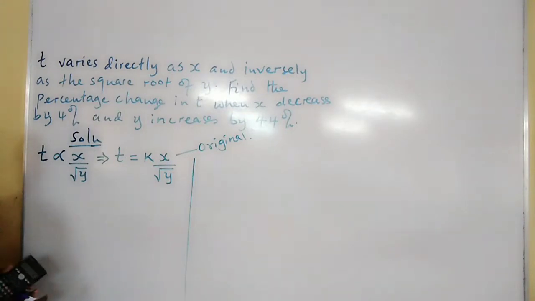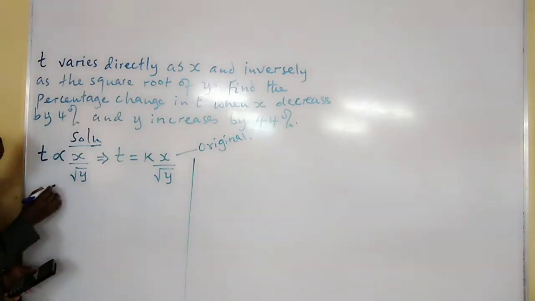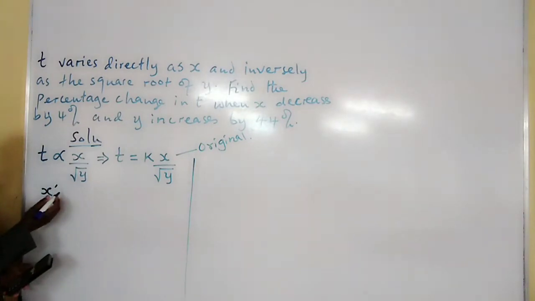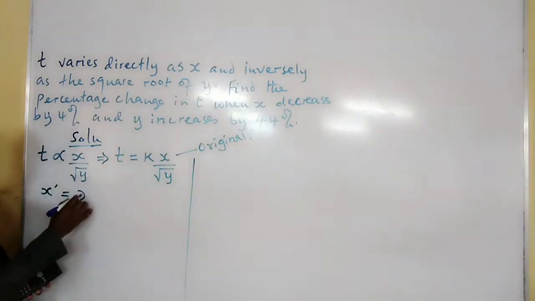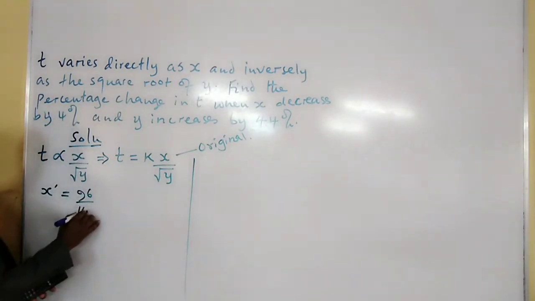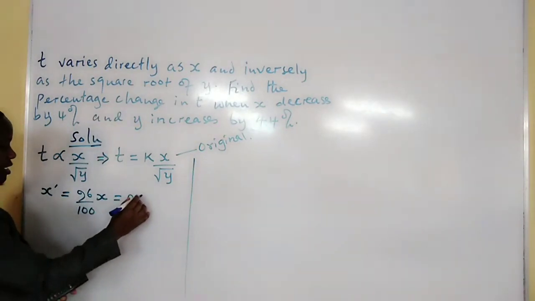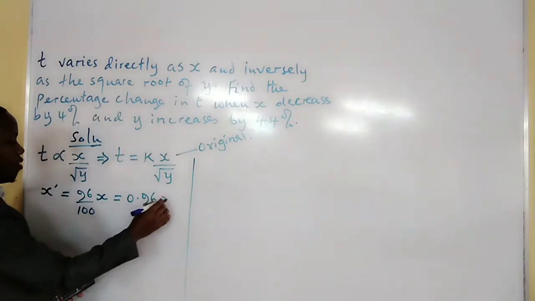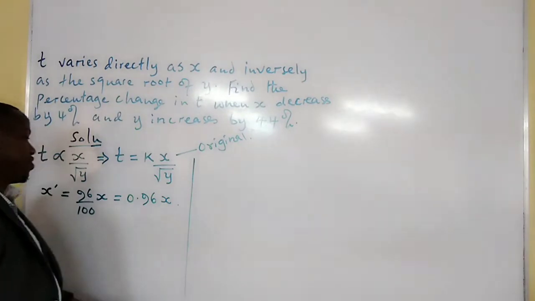We are told further to find the percentage change in t when x decreases by 4%. So can we get the new value of x? X decreases by 4%. This means x becomes 96% of the original x, and this will be 0.96 of the original x. So the new x becomes 0.96 of the original x.